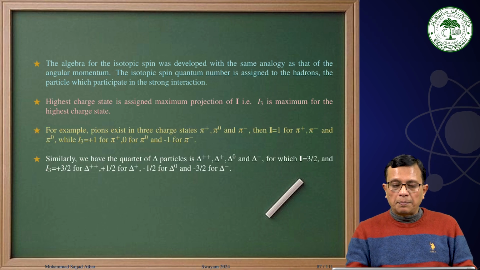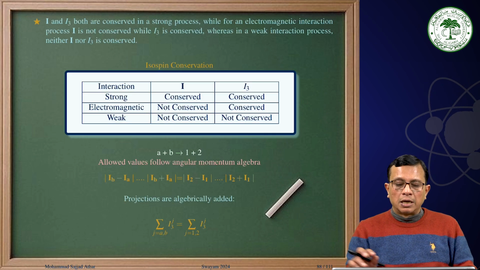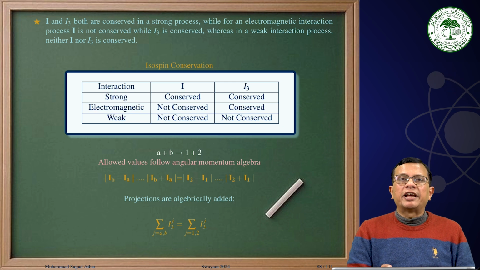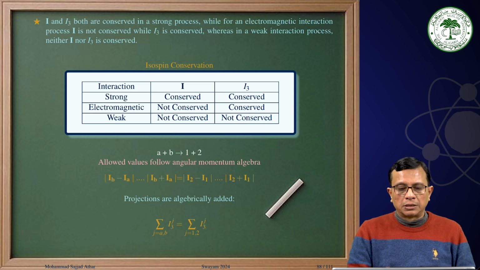These are the various examples which I have already discussed. Now, as I have told you, isotopic spin was introduced in particle physics to understand a given process, whether that process takes place via a strong interaction, an electromagnetic interaction, or a weak interaction.